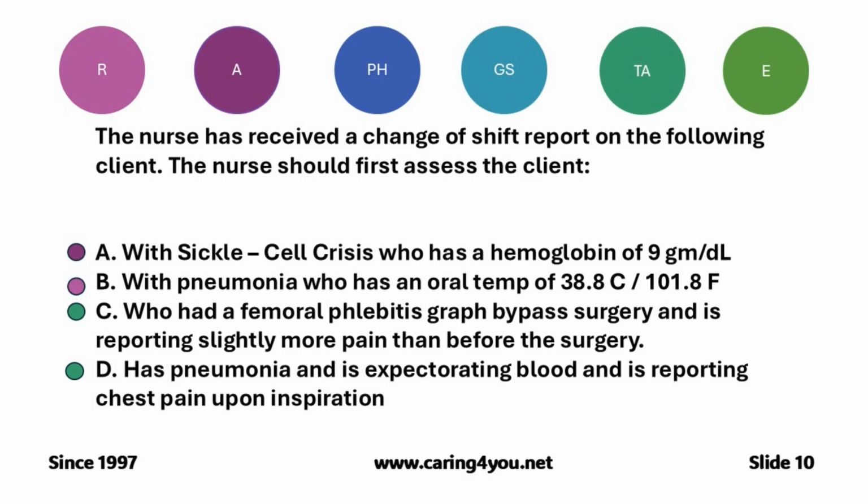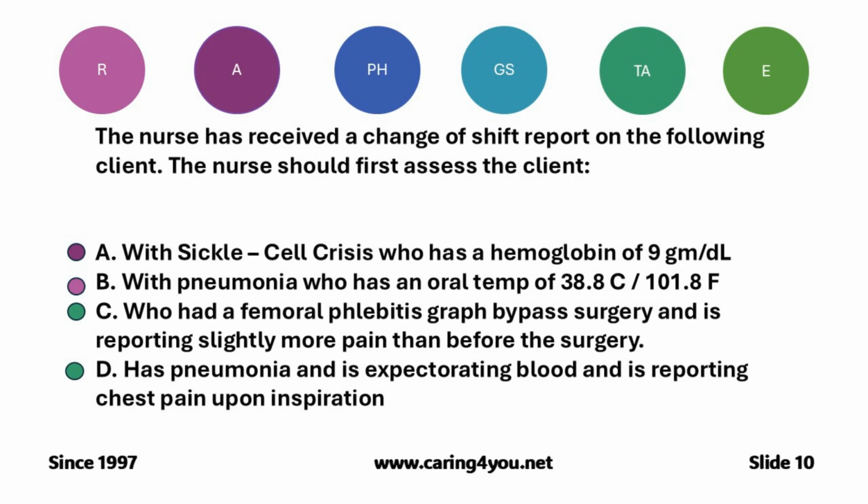Okay, real quickly, let's do one more question, because I try to make these videos only 15 minutes. So, okay, question number 2. The nurse has received a change of shift report on the following client. The nurse should first assess the client. Okay, let's look at this. A, with sickle cell crisis, who has a hemoglobin of 9 grams per deciliter.